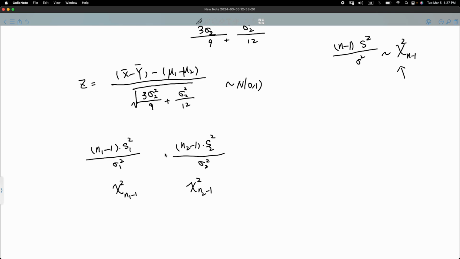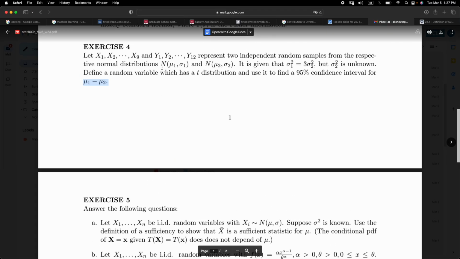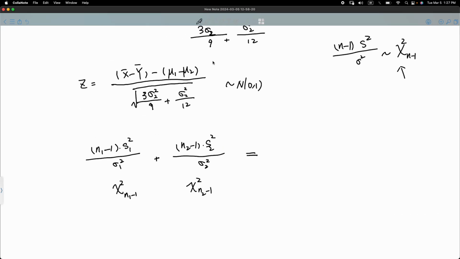Either way, we are just going to use the sum of these two chi-squares. There's also another independence here, because the data points from the first group, x, and the other group, y, are independent of each other. That's why the sum of two independent chi-squares is also going to be another chi-square distribution, with n1 plus n2 minus 2 degrees of freedom.